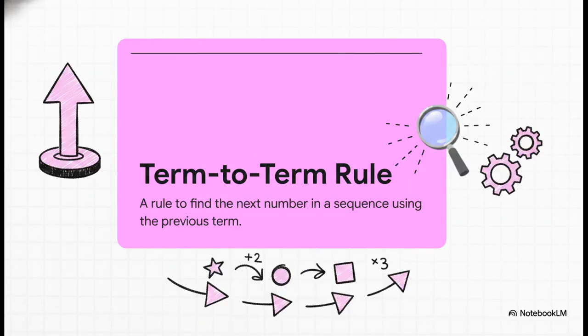That little mental jump you just did, that's what we call the term-to-term rule. It's basically a simple one-step instruction. You look at the number you're on, you apply the rule, and bam, you've got the next one in line.